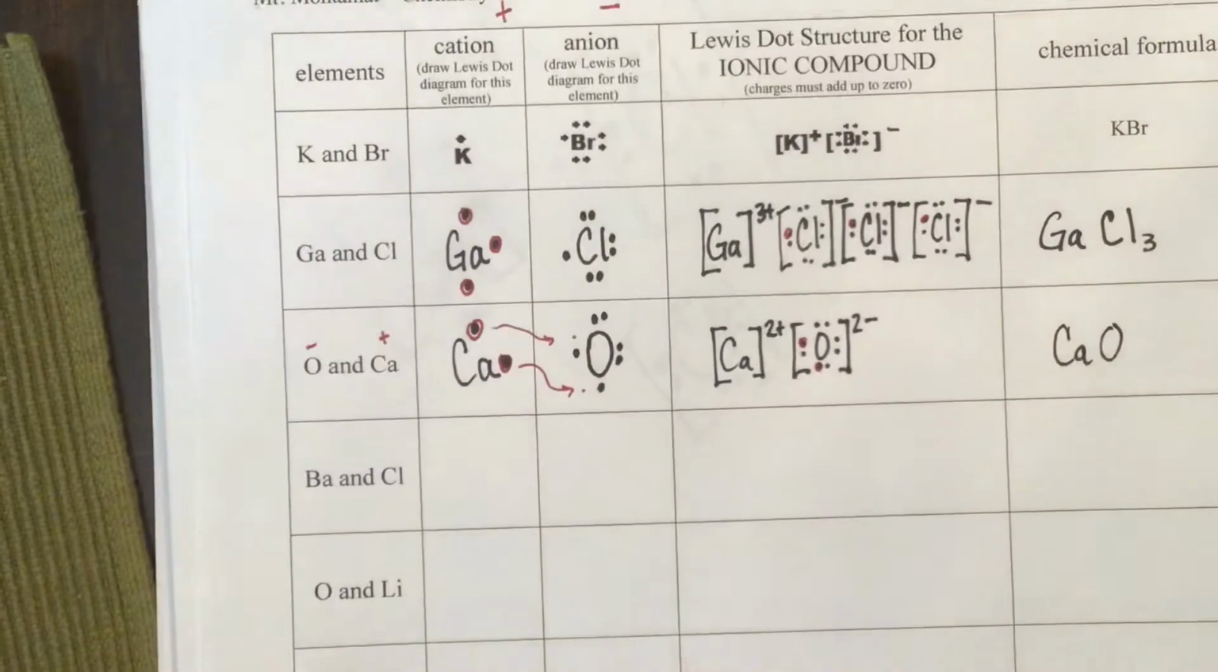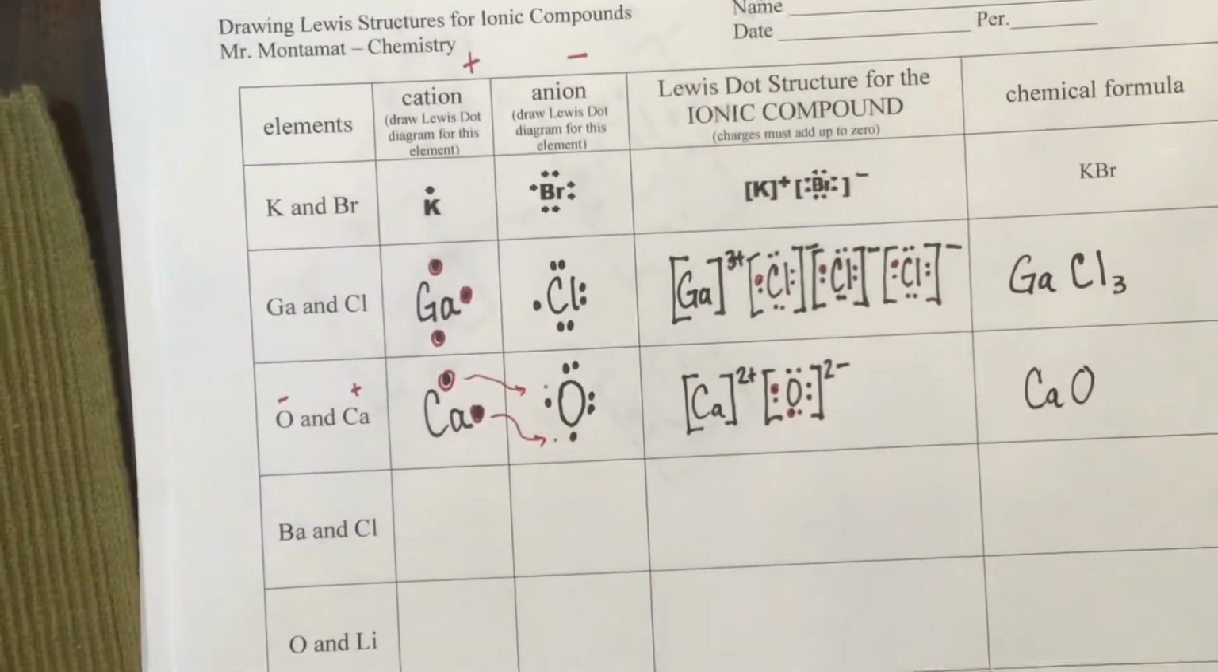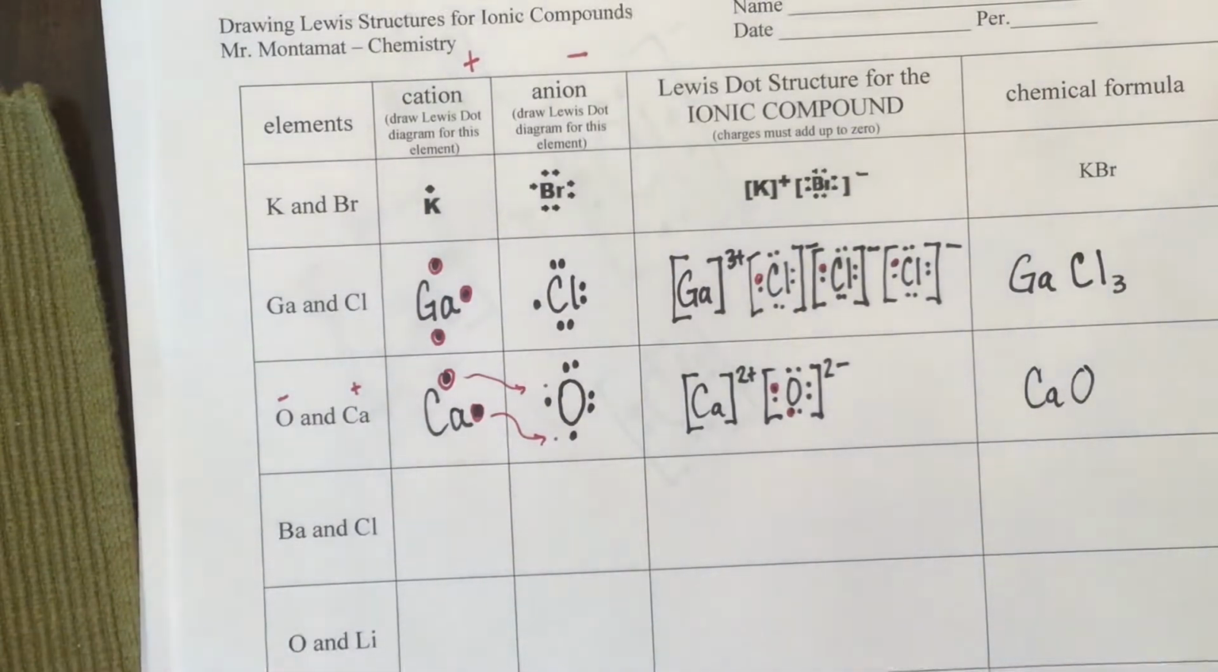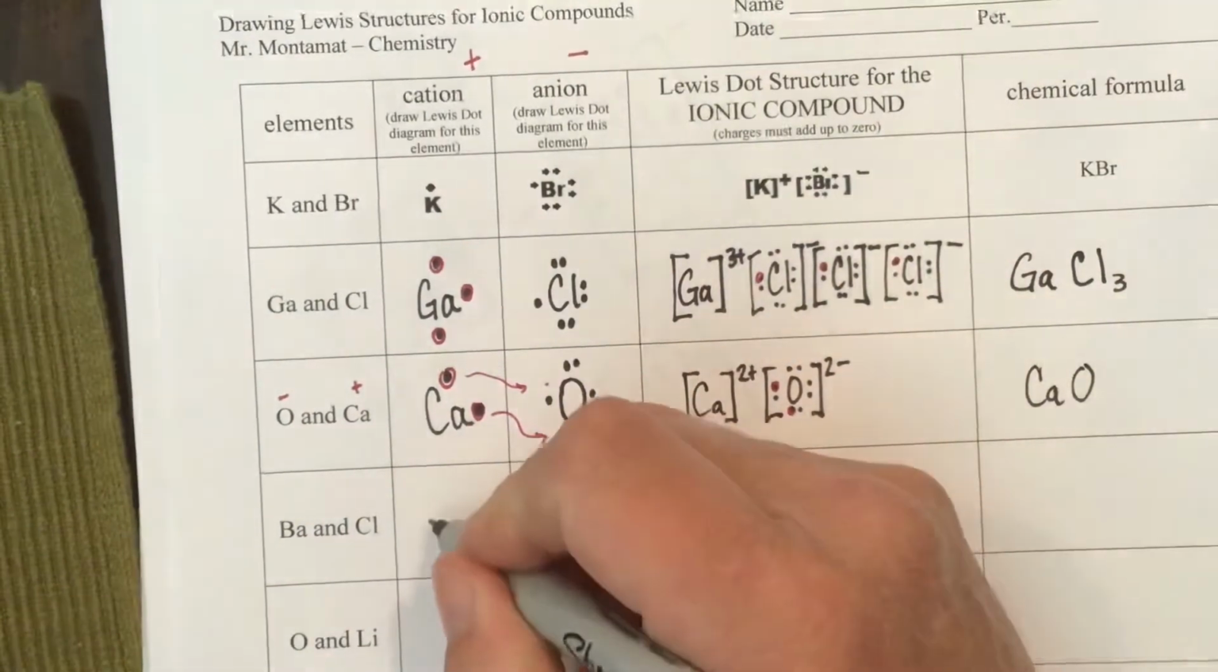All right, let's do barium and chlorine. Okay, of barium and chlorine, which one's the metal? That's right, barium.